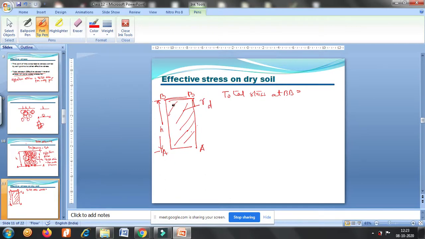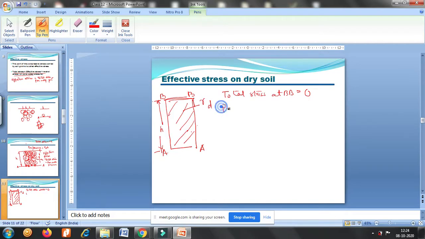What is the definition of the total stress? It is the weight of the soil mass above any section, that is called the total stress. So at the BB, what is the total stress? You tell me. It is 0, because there is no soil above that one. So the total stress at the BB is 0.